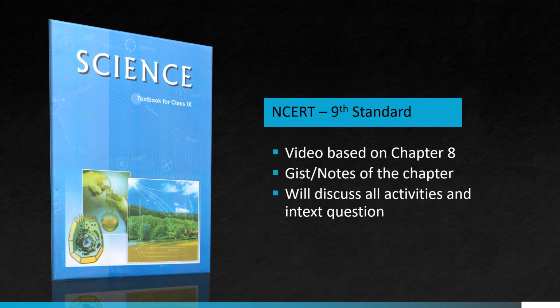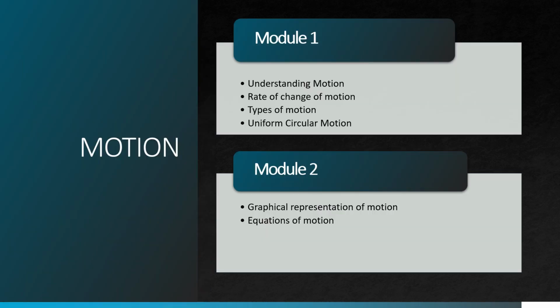Also during the course, we shall discuss various activities and the in-text questions which are very important to clear your concepts. Here we start. For ease of understanding, I have divided the chapter into two modules. Module 1 will be related to understanding motion, various types of motions, and the terms related to it. Module 2 will cover graphical representation of motion and equations of motion.